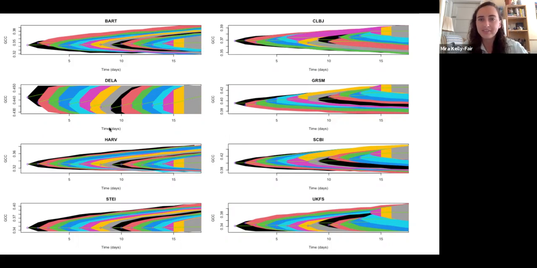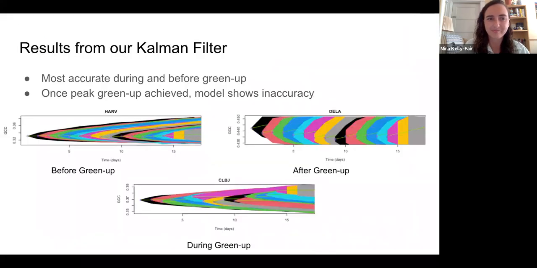Now you may notice that there's a lot of differences here. So for example, in Dela, it keeps predicting that it's going to increase, but in fact, we see a minor decrease. In BART, it pretty much stays within the confidence intervals, but there's not really an increase at all. Whereas in GRSM, we get to see that increase. It's staying within the confidence intervals. This was kind of what we were hoping they would all look like. And there's a very clear reason for why we didn't see that. And that has to do with the fact that different places green up at different times.